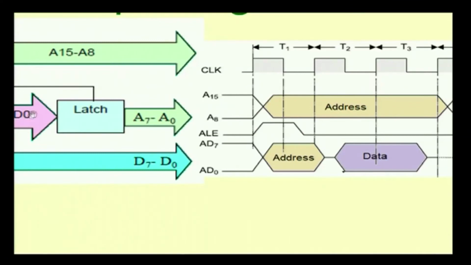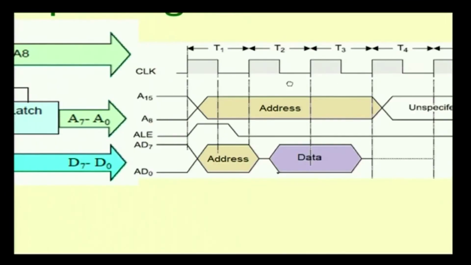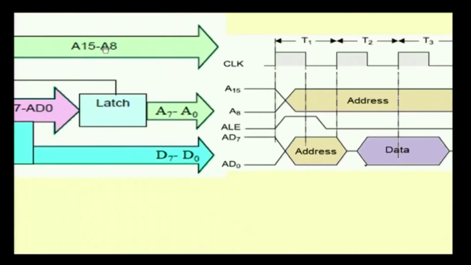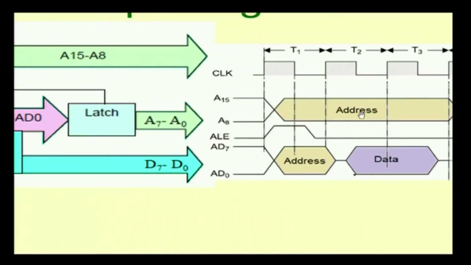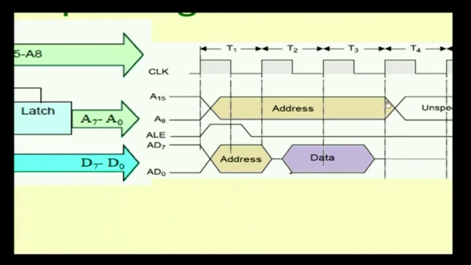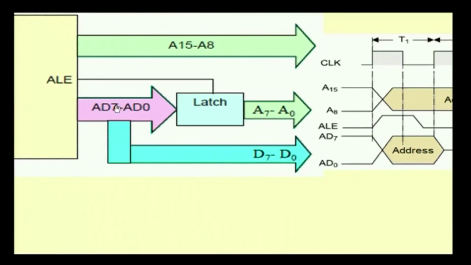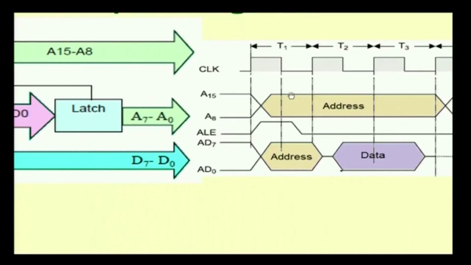In these pins you are getting the address. During the first clock period you are getting the address. These pins and these pins are sending the address. The address is continuously available in these lines, but in this line the address is not available. It is available only during the first clock pulse. Then afterwards the address goes off and data comes.